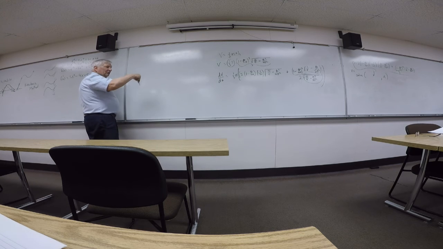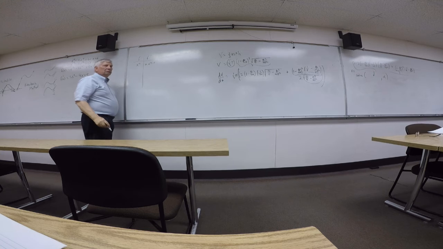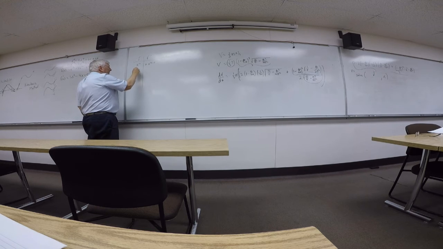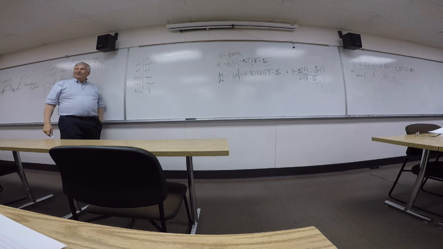Let's write down a few derivatives. F prime. X to the n is n times x to the n minus 1. E to the x is e to the x. Sine of x is cosine of x. Cosine of x is minus sine of x. Natural log of x is 1 over x. Okay. That's a few.